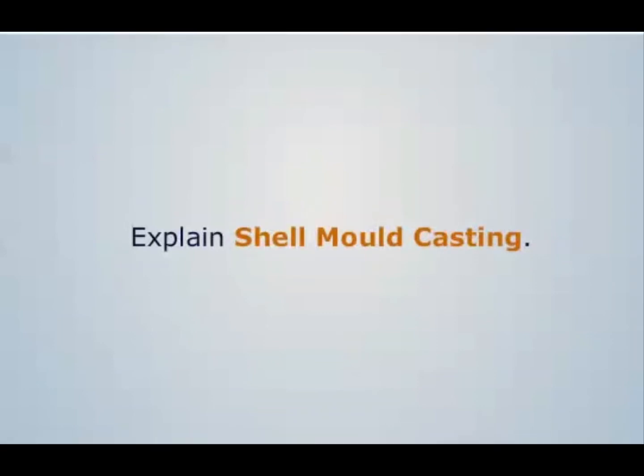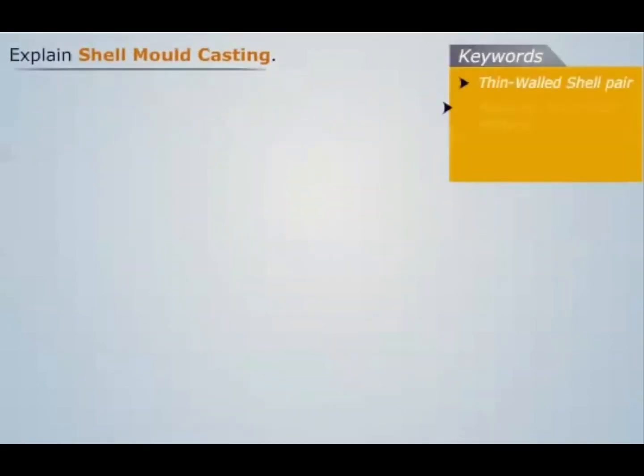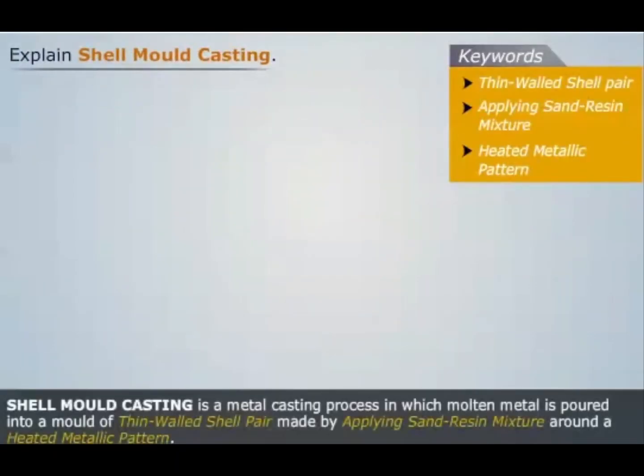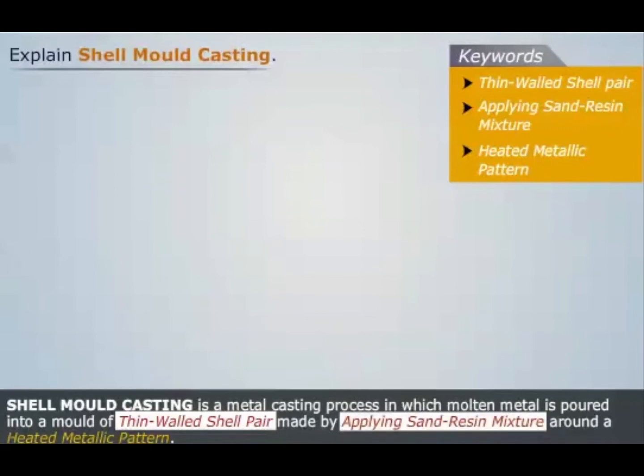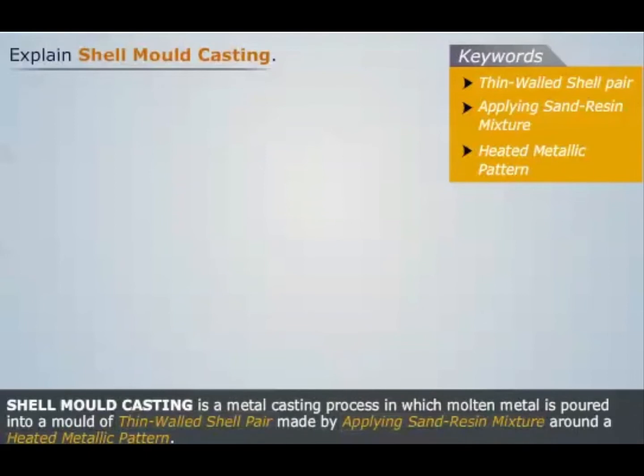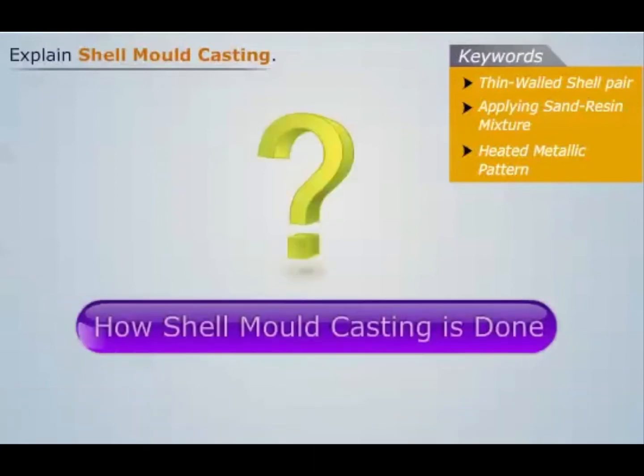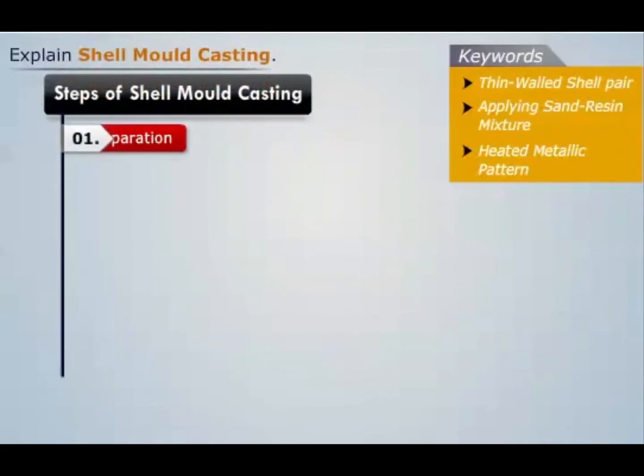Shell mold casting. Shell mold casting is a metal casting process in which molten metal is poured into a mold of thin-walled shell pair made by applying sand-resin mixture around a heated metallic pattern. Now let us try to understand how shell mold casting is done. For this, we need to follow the following steps.